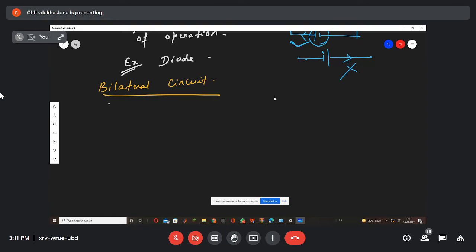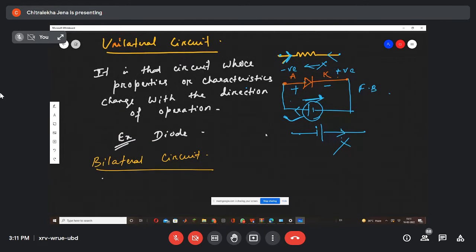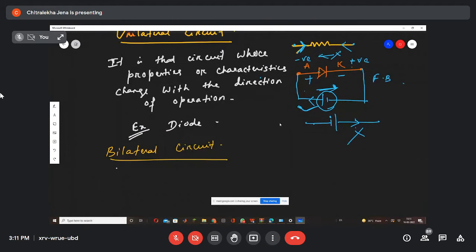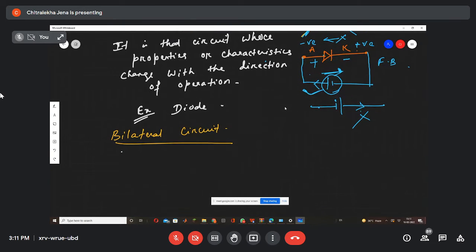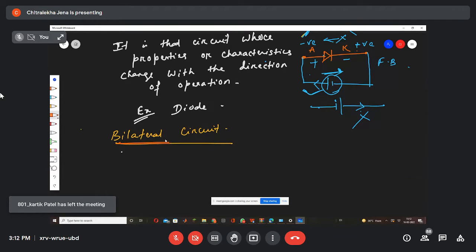Ma'am, can you show the diagram on the top? Yes, this one. So here, in the case of the diode, the current is flowing only from anode to cathode. As the name bilateral circuit suggests, bilateral means the current can flow in both directions. That means the properties or characteristics of the circuit do not change with the direction of the operation.